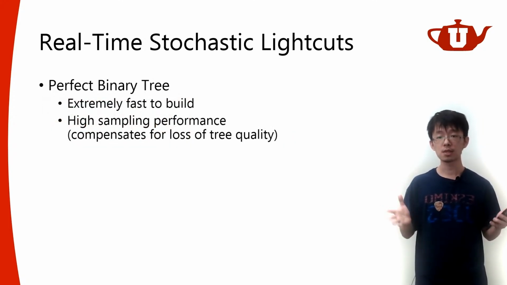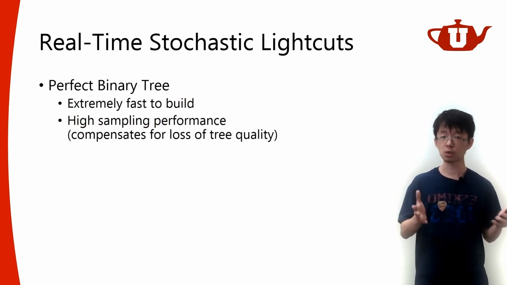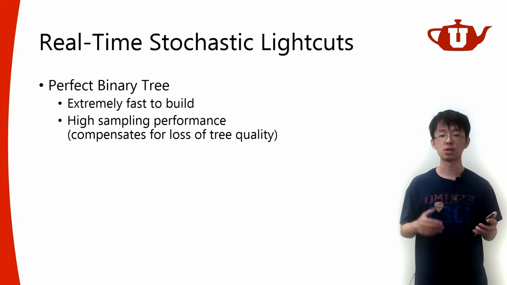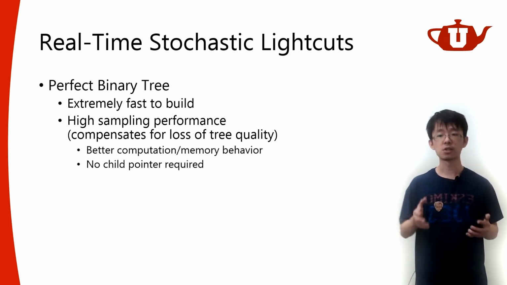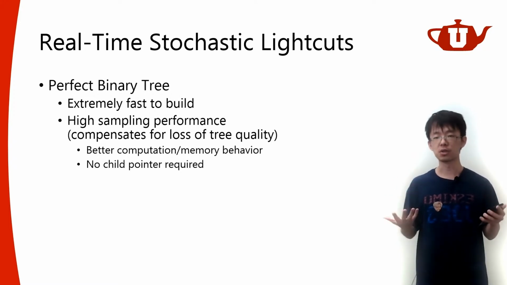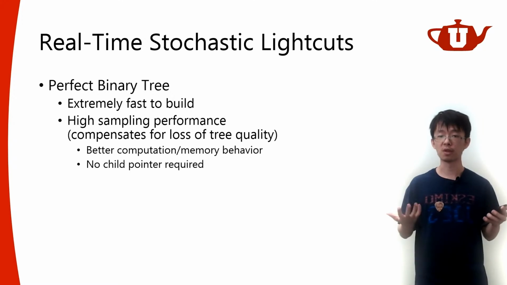A perfect binary tree allows extremely fast construction, making it suitable for real-time rendering of dynamic scenes. On the other hand, it has high sampling performance, which compensates for the loss of tree quality. Factors of high sampling performance include the balanced topology, which allows implementation to exploit better computation or memory behavior. Also, no child pointer is required for traversal.